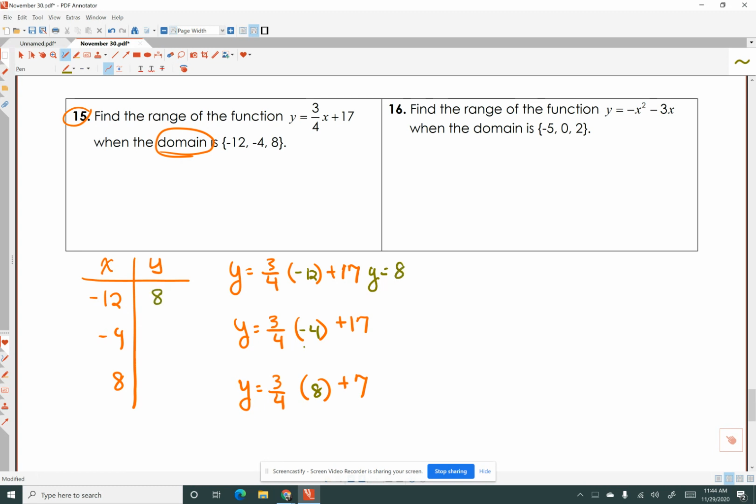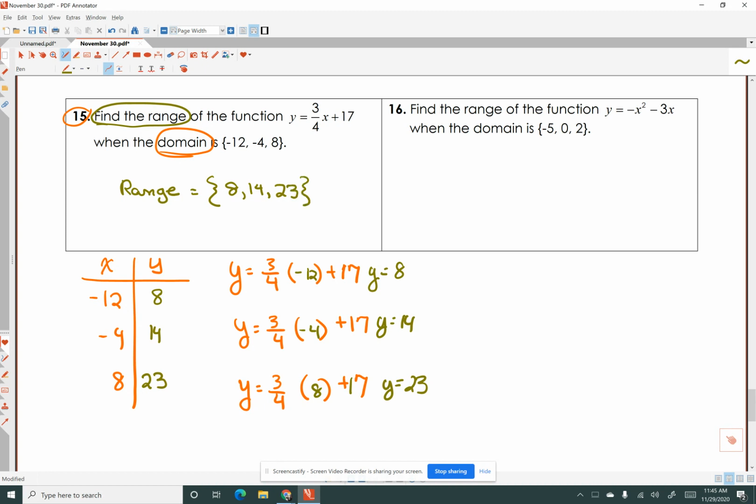3/4 times negative 4 plus 17 equals 14. And 3/4 times 8 plus 17, forgot the 4 there, equals 23. So we've got 8, 14, and 23. Now let's remember, what did they ask? They asked us to find the range. They didn't ask us to graph anything. So the range equals the set of all numbers such that we include 8, 14, and 23.